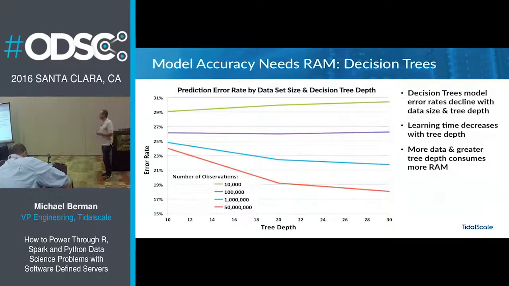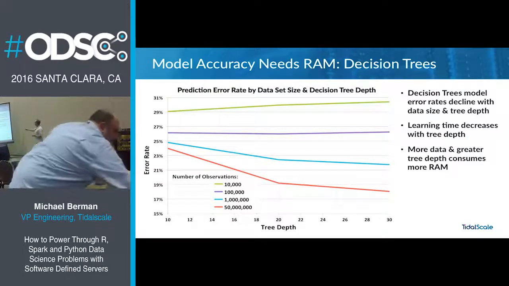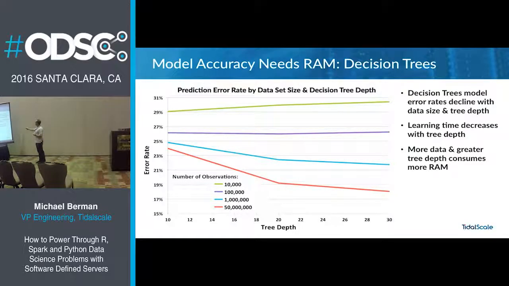All right. This is the bit about accuracy. Again, if you're working with decision trees, let's just go through this. Decision tree models, the error rates decline with data set size and tree depth. If I can have more data, and I can calculate against a bigger depth, right? That's what we're talking about here down on the bottom to the right. More depth, more data, 50 million observations here, the red line. I get more and more accurate.